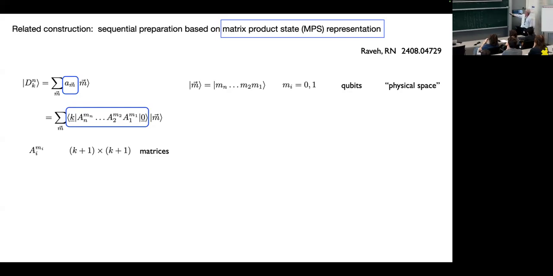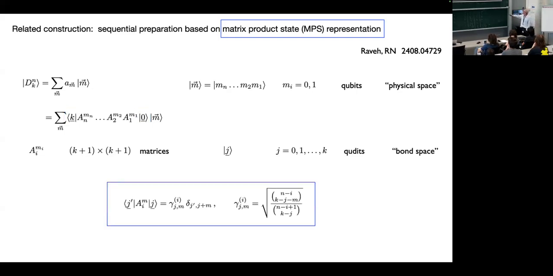These operators A turn out to be K plus 1 by K plus 1 matrices, where K here is the same K as in the Dicke state. And these states with the underscore, 0 to K, are computational basis states, J for a K plus 1 level system. So the index J runs from 0 to K. We're going to refer to this as the bond space. The bond dimension is K plus 1.